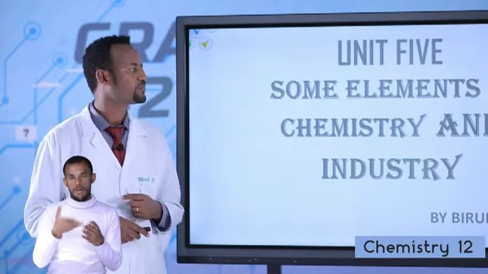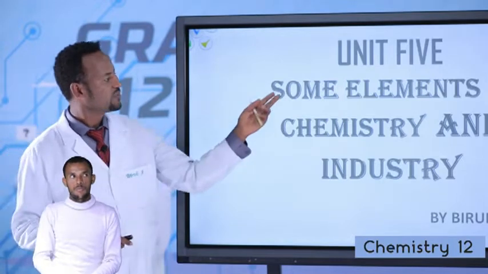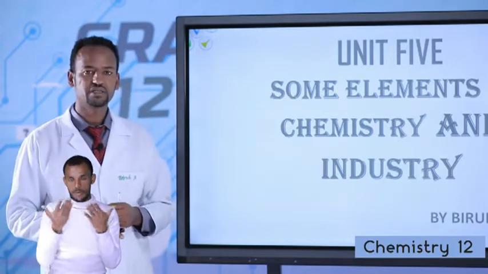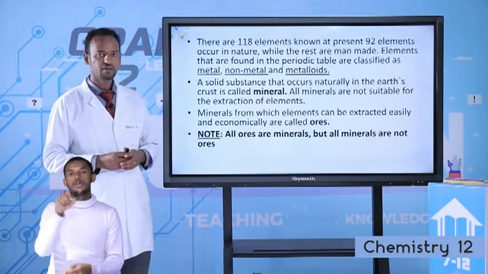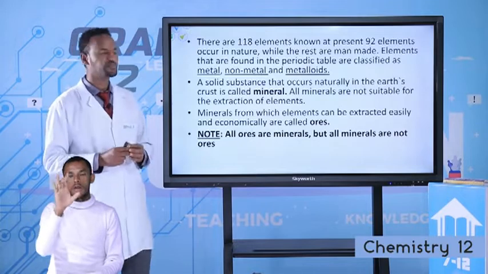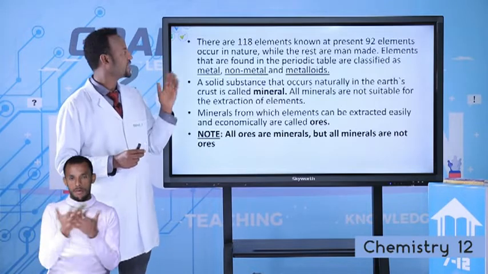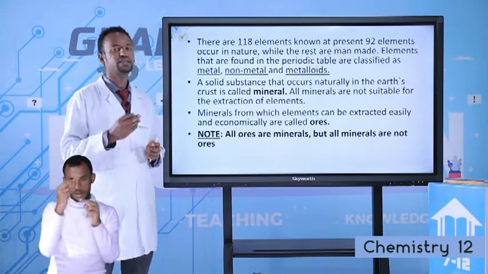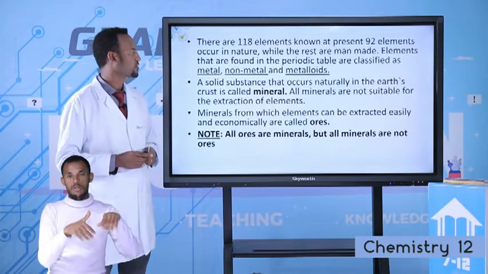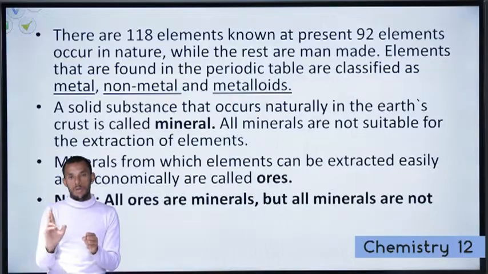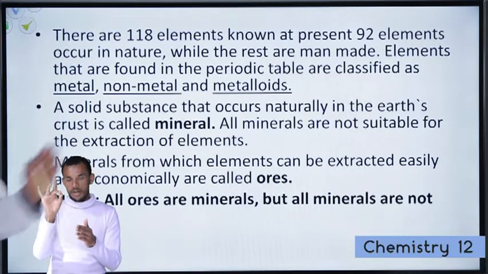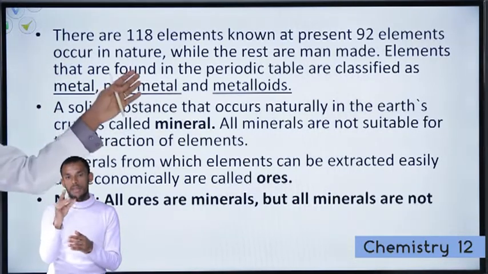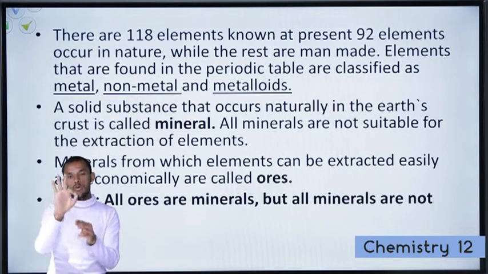Okay, let's continue. Some elements in chemistry and industry. There are 118 elements known at present. 92 elements occur in nature, the rest are man-made or artificial. Therefore, of about 118 elements, 92 elements occur in nature, the rest are man-made.